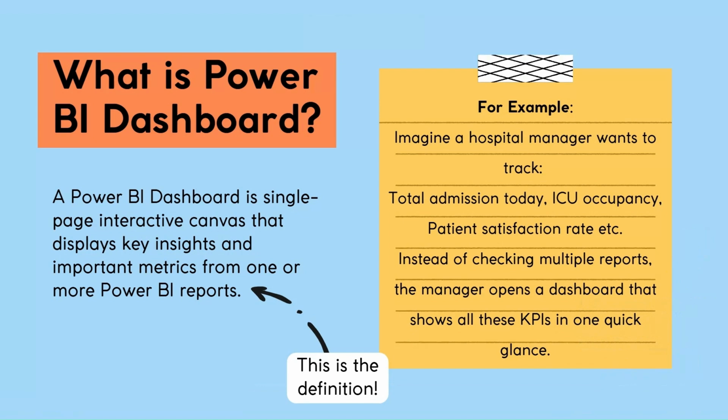Imagine a hospital manager. They don't have time to dig through detailed reports every morning. What they need is a quick overview of the most important metrics like total admissions today, ICU occupancy rate, patient satisfaction, and emergency wait time. Now, instead of opening four different reports, they simply open their Power BI dashboard and boom, all those KPIs are right there in one place, updated in real time. It's fast, it's focused, and it helps them make quick decisions without getting lost in data.